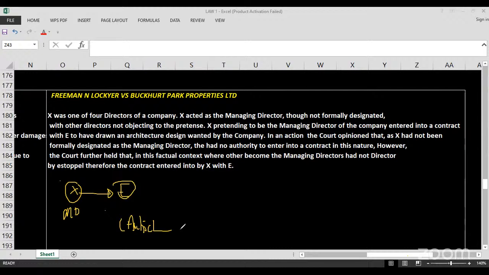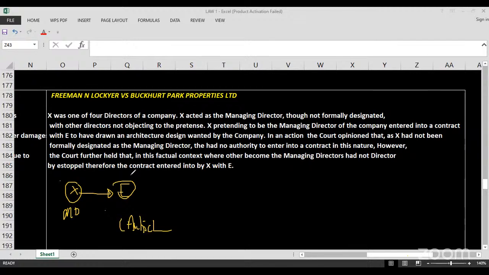In an action, the court's opinion was that as X had not been formally designated as managing director, he had no authority to enter into a contract of this nature. Although to the other directors he is acting as a managing director, he is not formally appointed as a managing director. So he does not have the authority to enter into such a type of contract.